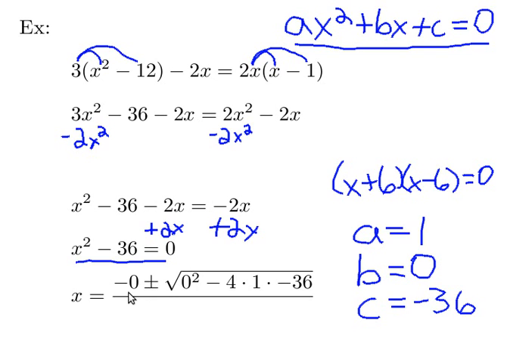Okay, here we go. So, x equals, and of course there's the 2a, which I'm just going to write as 2, because 2 times 1. So, x equals negative 0 plus or minus square root of 0 squared minus 4 times a, which is 1, times c, which is negative 36. Okay, notice you have minus, minus makes plus. So, just to get a little bit more room, I'm going to erase this stuff.